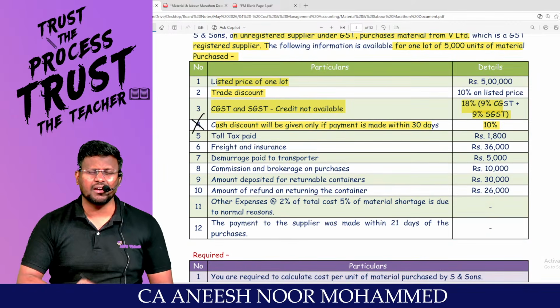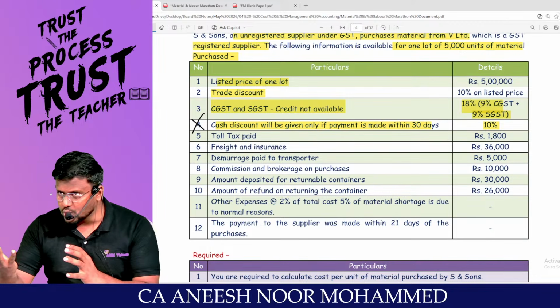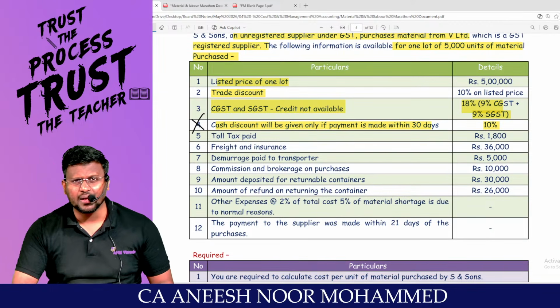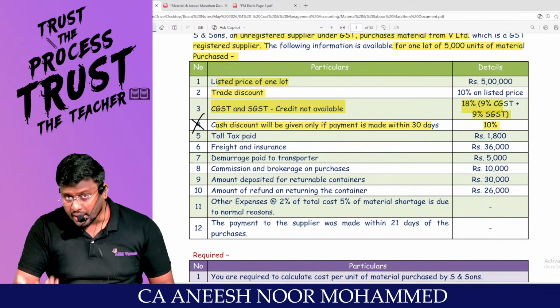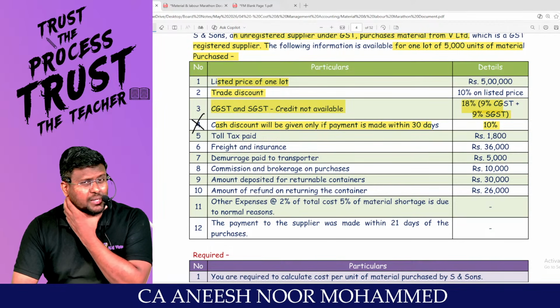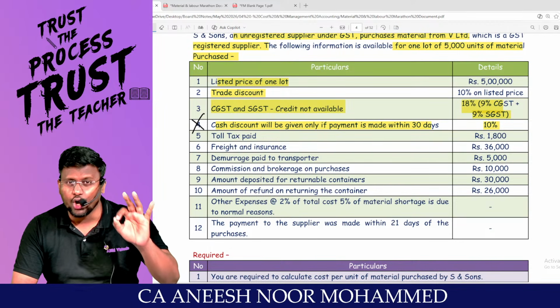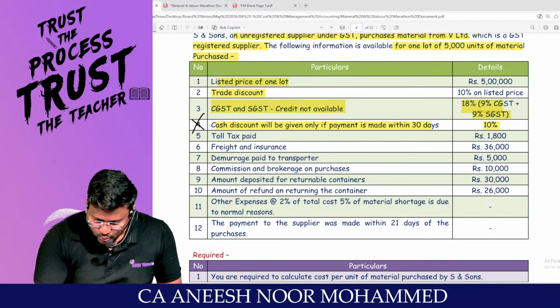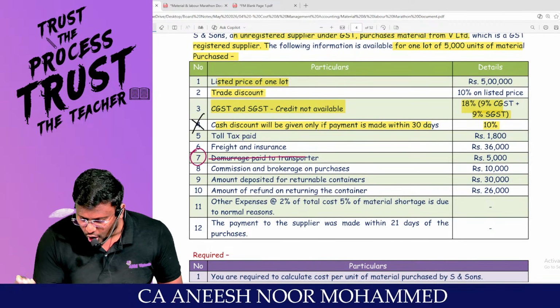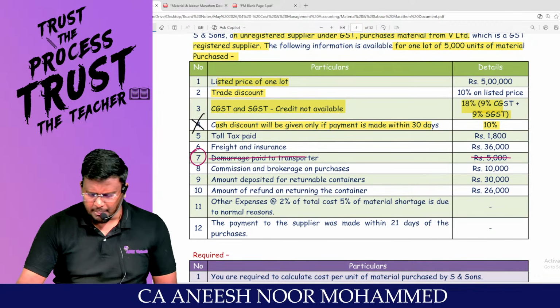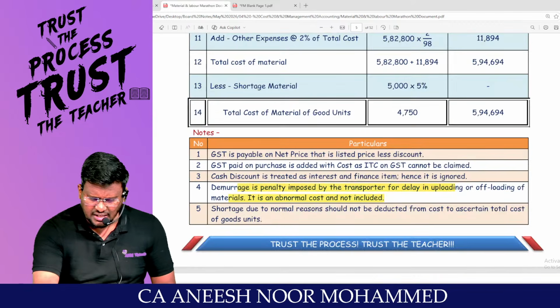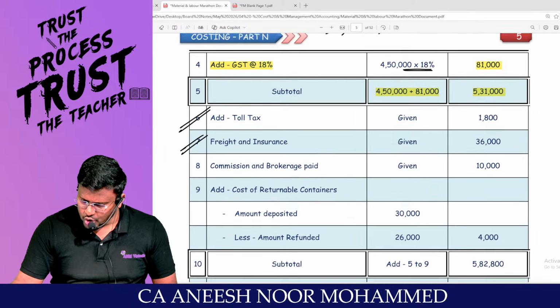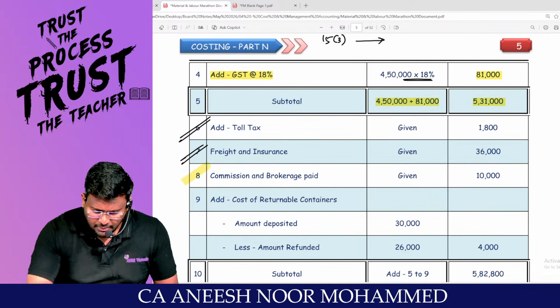Demurrage means a penalty because to load the goods, to unload the goods, sometimes the supplier would have taken some extra time. Because of that, he is liable to pay some extra cost. Always abnormal cost will not form part of the cost. So be very careful with regard to this demurrage. Demurrage will not form part of the cost. Commission and brokerage on purchases, it's a normal cost. That 10,000 should form part of the cost, my dear lovable students.